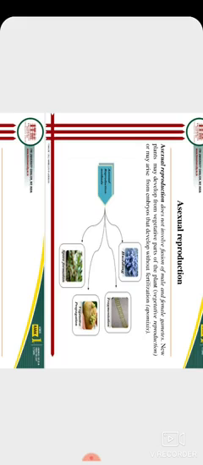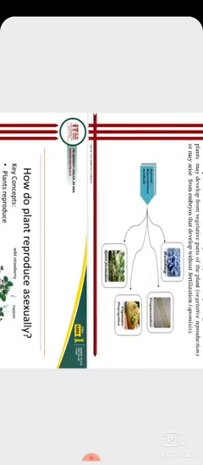Now, what are the methods of asexual reproduction? As I told you, they are budding, fragmentation, vegetative propagation, and spore formation. So we have to study vegetative propagation. Now we come to our point. This is the core topic, vegetative propagation.